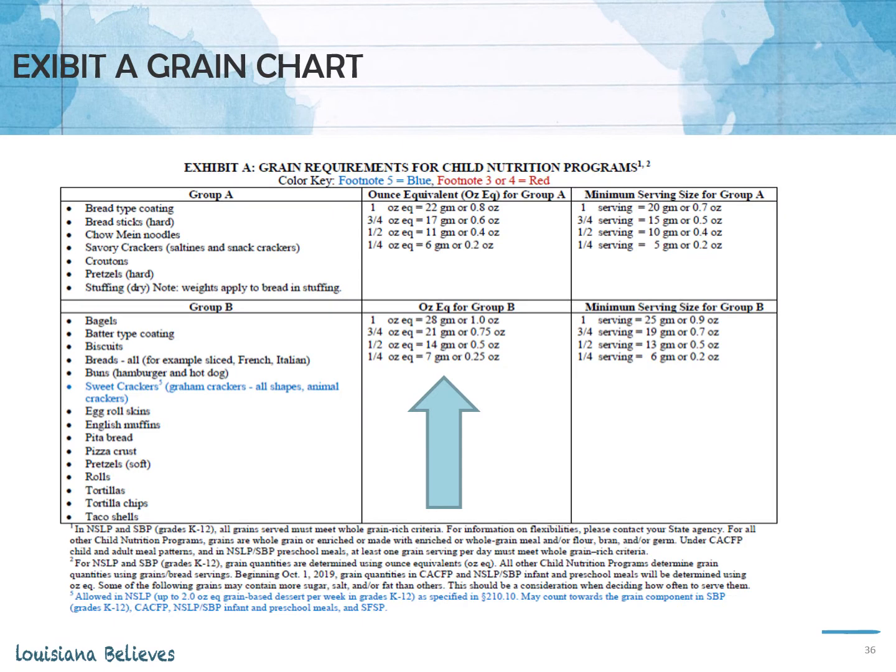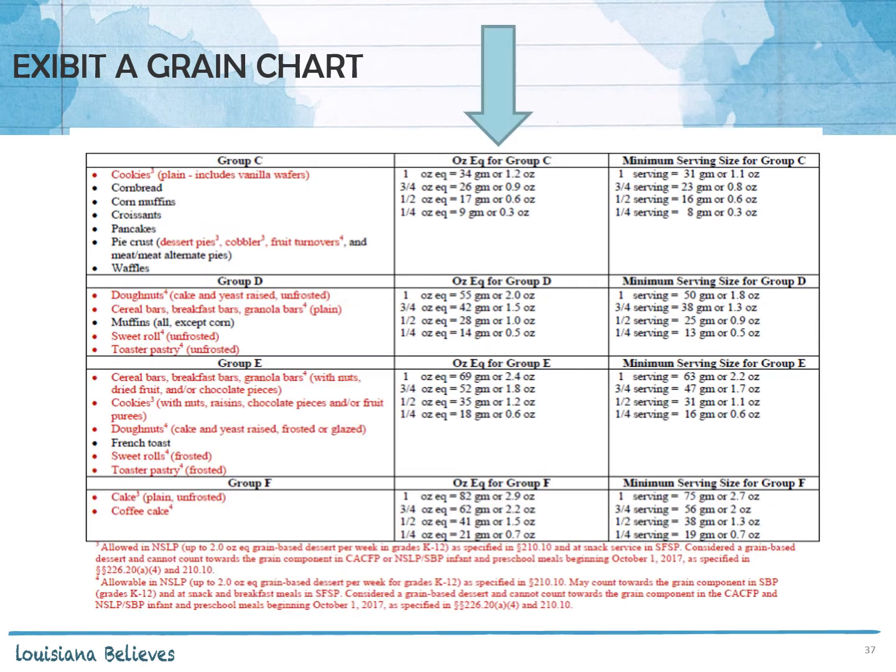Here is a screenshot of the Exhibit A grain chart, which is part of the Food Buying Guide for Child Nutrition Programs. The ounce equivalencies used in the National School Lunch Program and School Breakfast Program are found in the middle column of this chart. Here is a screenshot of groups C through F of the Exhibit A grain chart. Items in red are considered grain-based desserts. Please note that each category has a minimum weight per serving to equal an ounce equivalent of grain.